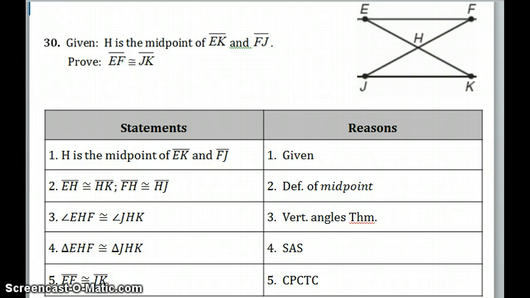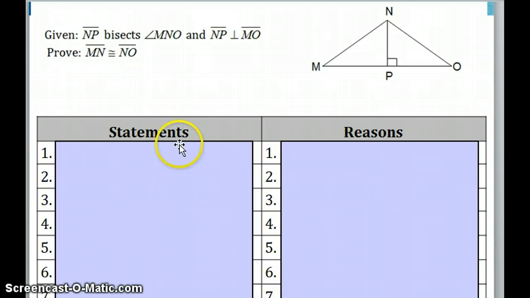All right, let's go ahead and take a look at the next proof, the last one. It's number 31, even though it doesn't have the number with it. Here's what we are given. We're given that NP bisects angle MNO, and NP is perpendicular to MO. Since we have an angle bisector, that creates congruent angles here and here. Those are angles MNP and ONP.